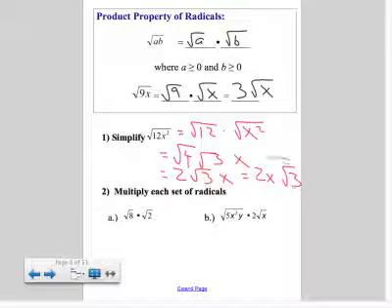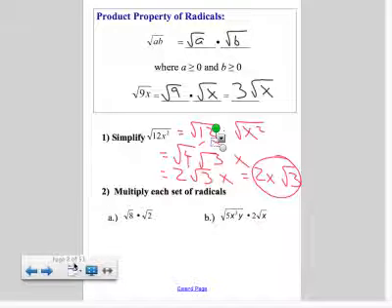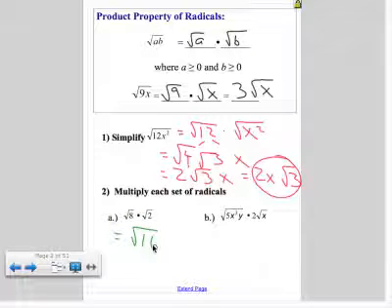Okay. Some of you might be familiar with this as, you look at the 12 and you're breaking this thing down using your factor tree. You can do that if that's what you prefer to do. Same idea. So in example 2 part A, it says multiply each set of radicals. So square root of 8 times the square root of 2, that's just the square root of 16. And we know what the square root of 16 is. That's just 4.